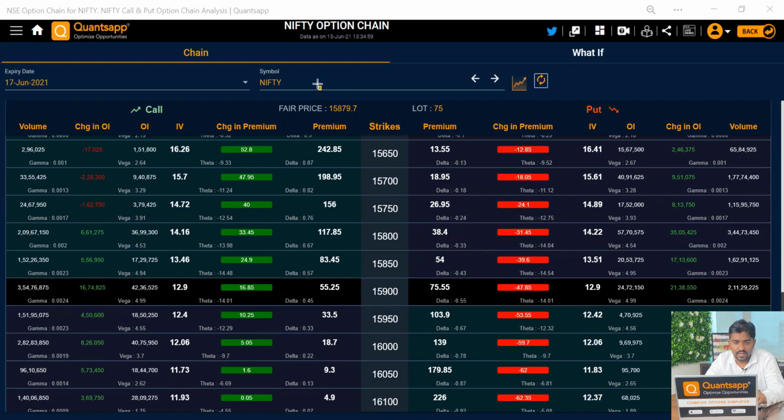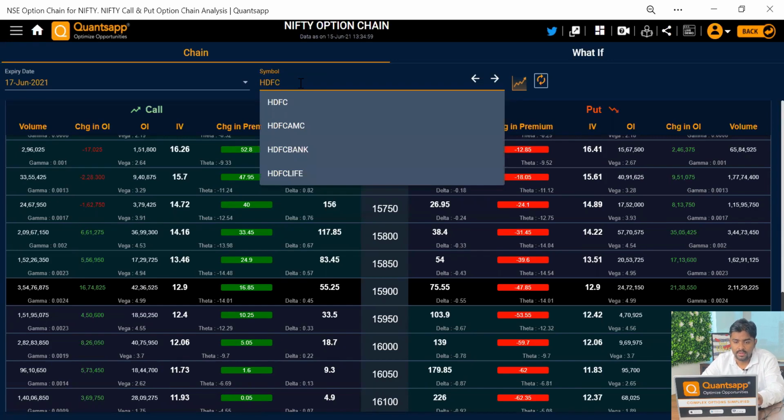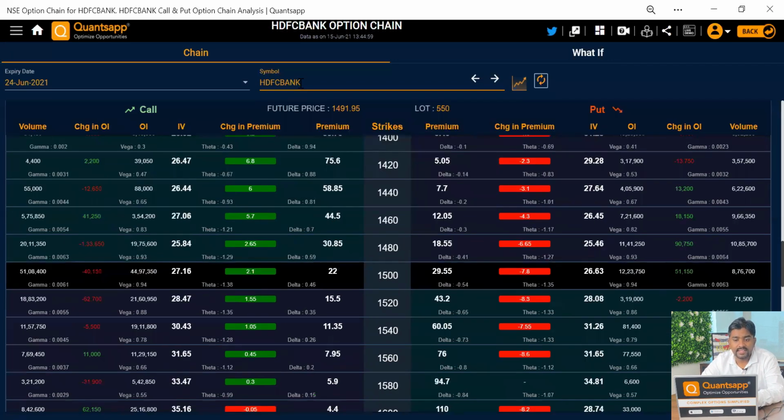We can check for other stocks also if you want to check. So let's see for any particular stock. I'll move to, let's say, HDFC Bank. I'll click on this, and I'll get this HDFC Bank option chain. So same values, but for this particular stock.